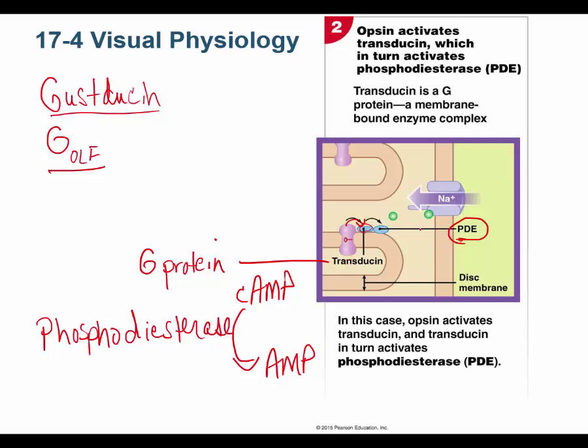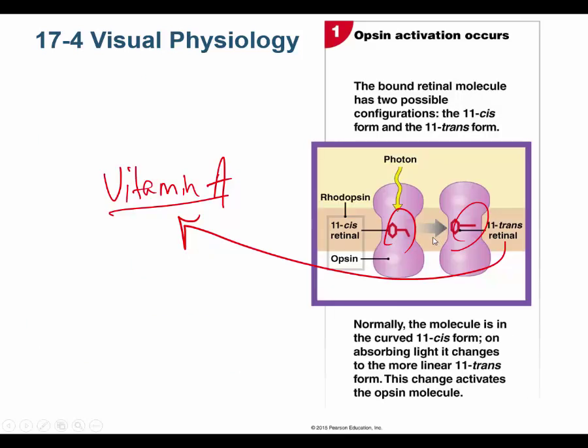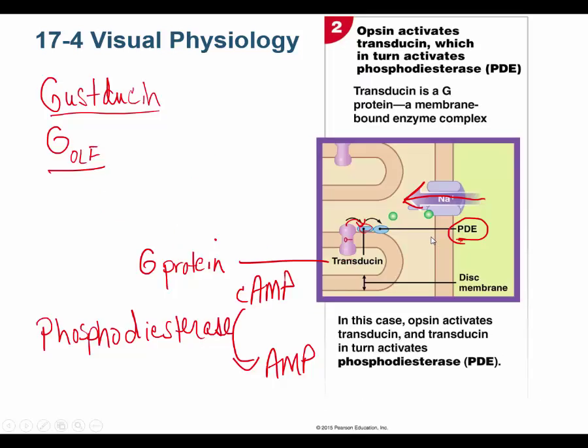But before it can, let me show you what cyclic AMP is doing. Cyclic AMP opened the sodium channels. This is why in the dark, this rod or cone has a dark current. It's depolarizing in the dark because in the dark, cyclic AMP is here and the sodium channels are open. But light just hit my rhodopsin. Since light hit my rhodopsin, I have 11-trans retinal. Because I have 11-trans retinal, my transducin is activated. Because my transducin is activated, my phosphodiesterase is activated.